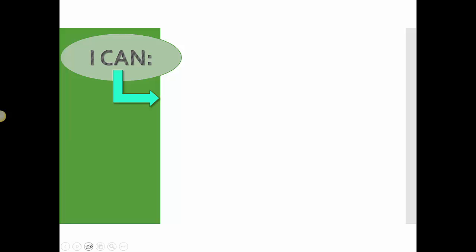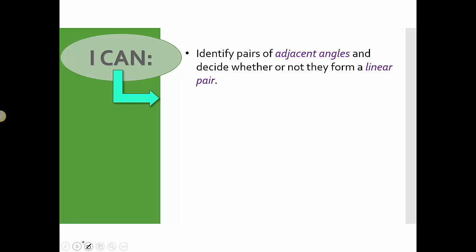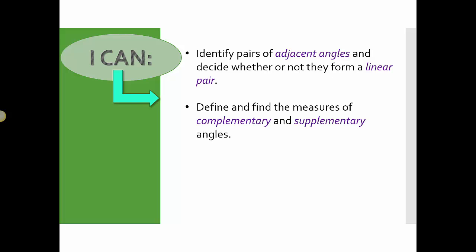In this lesson, by the end of the lesson, you should be able to say, I can identify pairs of adjacent angles and decide whether or not they form a linear pair. Define and find the measures of complementary and supplementary angles. And identify pairs of vertical angles.